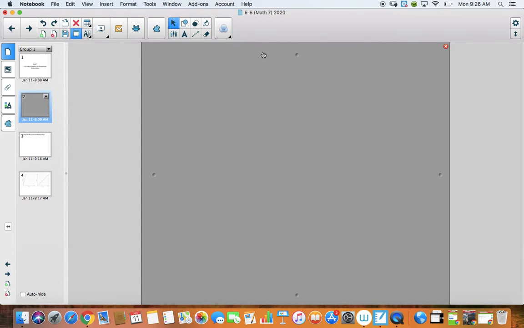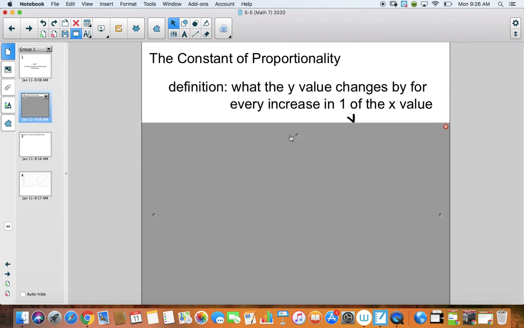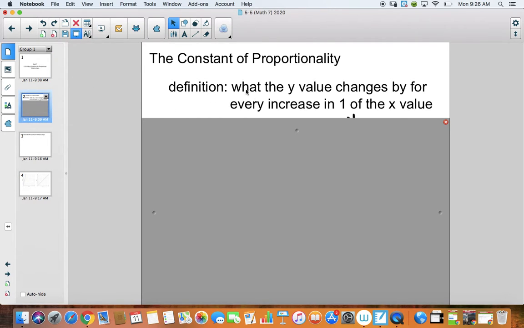So to start off, the first thing we need to know is the constant of proportionality. So the constant of proportionality is what the y value changes by for every increase in one of the x value. So for every time the x value increases by 1, that's what the y value increases by.